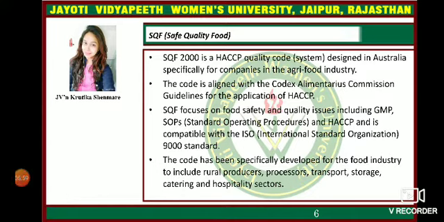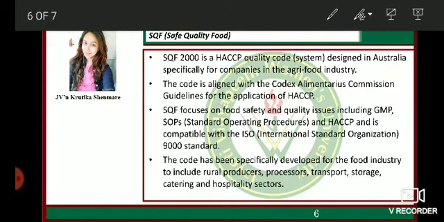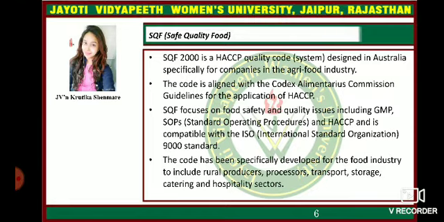SQF, for Safe Quality Food, is a HACCP quality system designed in Australia specifically for companies in the agri-food industry. The code is aligned with the Codex Alimentarius Commission guidelines for the application of HACCP. SQF focuses on food safety and quality issues including GMP, SOP, Standard Operating Procedure, and HACCP, and is compatible with the ISO 9000 standard. The code has been specifically developed for the food industry to include rural producers, processors, transport, storage, catering, and hospital industry.